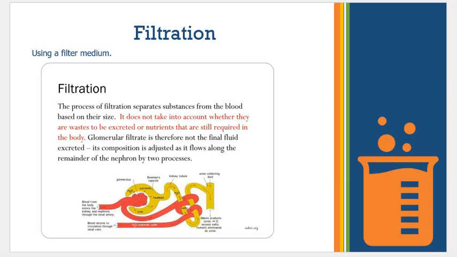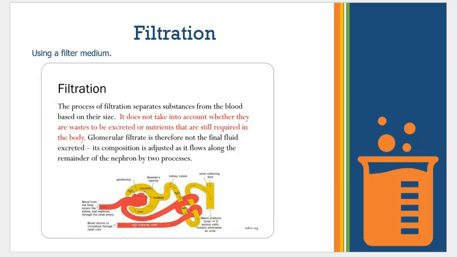All right, let's talk about filtration. This is where you have to use a filter medium. This is the process that separates substances from the blood based on their size. It does not take into account whether they are waste to be excreted or nutrients that are required by the body.